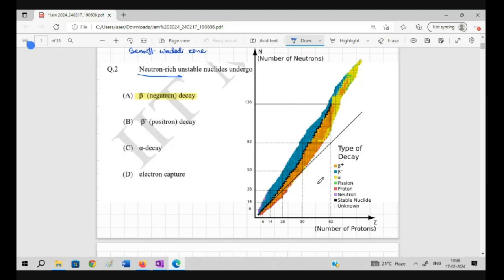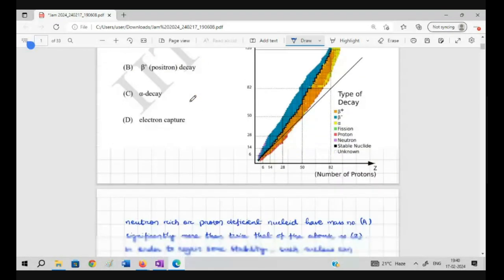So there is a graph. I hope you can see it. In the vertical axis, the number of neutrons are plotted, and in the horizontal axis, the number of protons are plotted. There is a division between them, and this blue shaded part describes the nuclides which are rich with neutrons. Remember, they undergo the beta minus or the negatron decay.